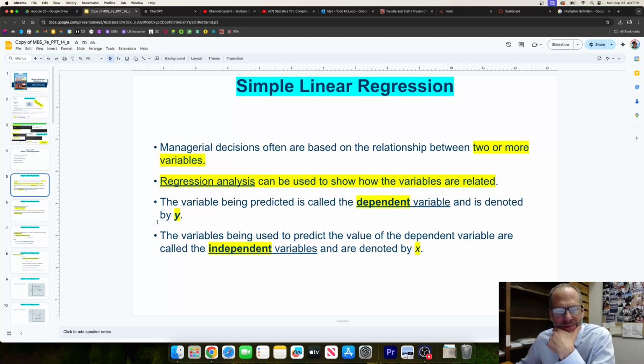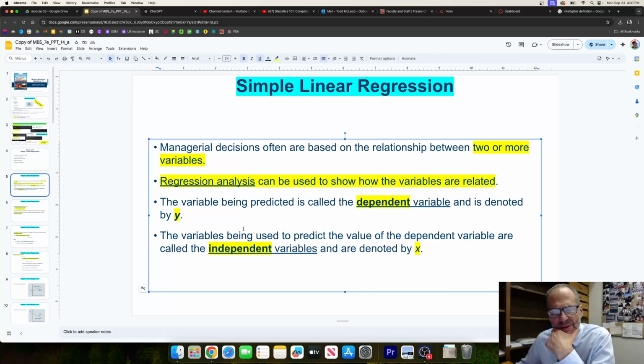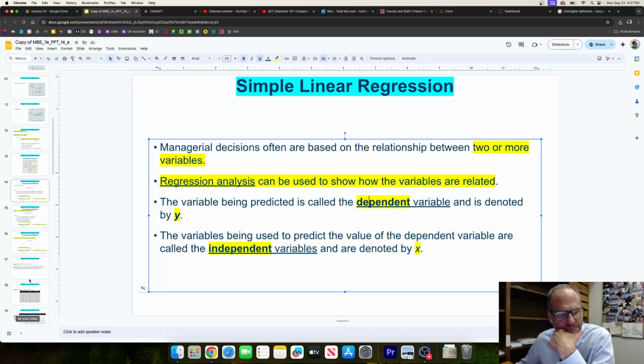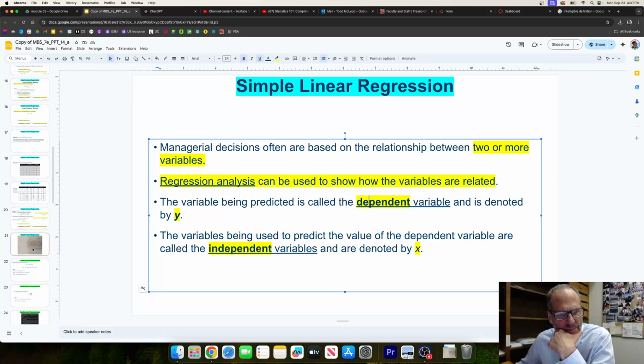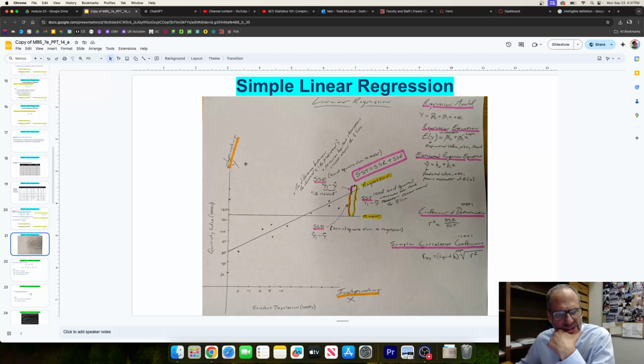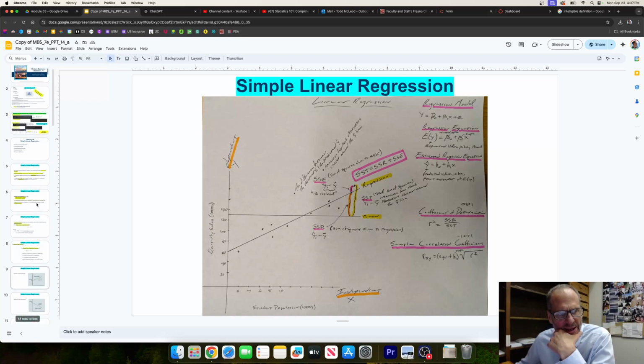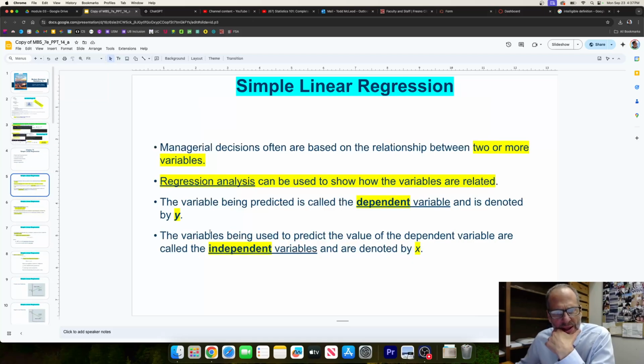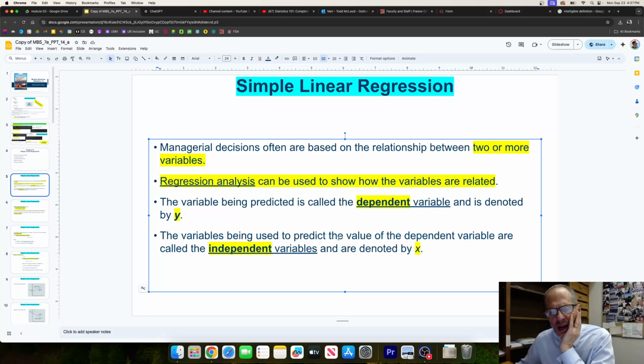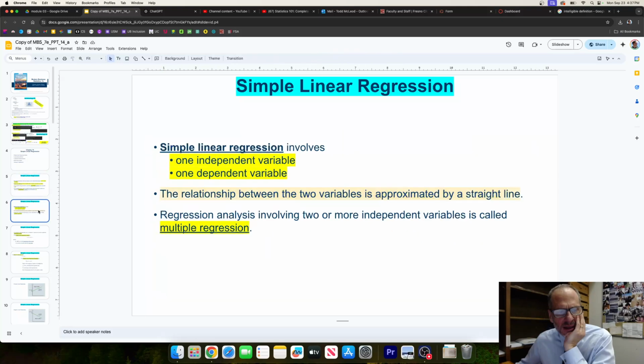The variable being predicted is called the dependent variable, and it's denoted by Y. The variable or variables being used to predict the value of the dependent variable are called the independent variables, and they are denoted by X. Okay, so that's dependent and independent variables.